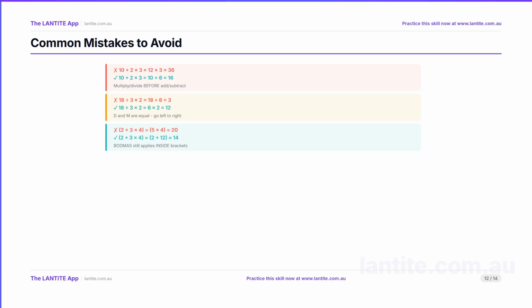Let's look at the 3 most common mistakes students make with BODMAS. First, going left to right and ignoring BODMAS priorities entirely. In 10 plus 2 times 3, you must multiply first to get 16, not 36. Second, thinking division always comes before multiplication. They have equal priority, so you always work left to right. Third, forgetting to apply BODMAS inside brackets. Even inside brackets, you still multiply before you add.